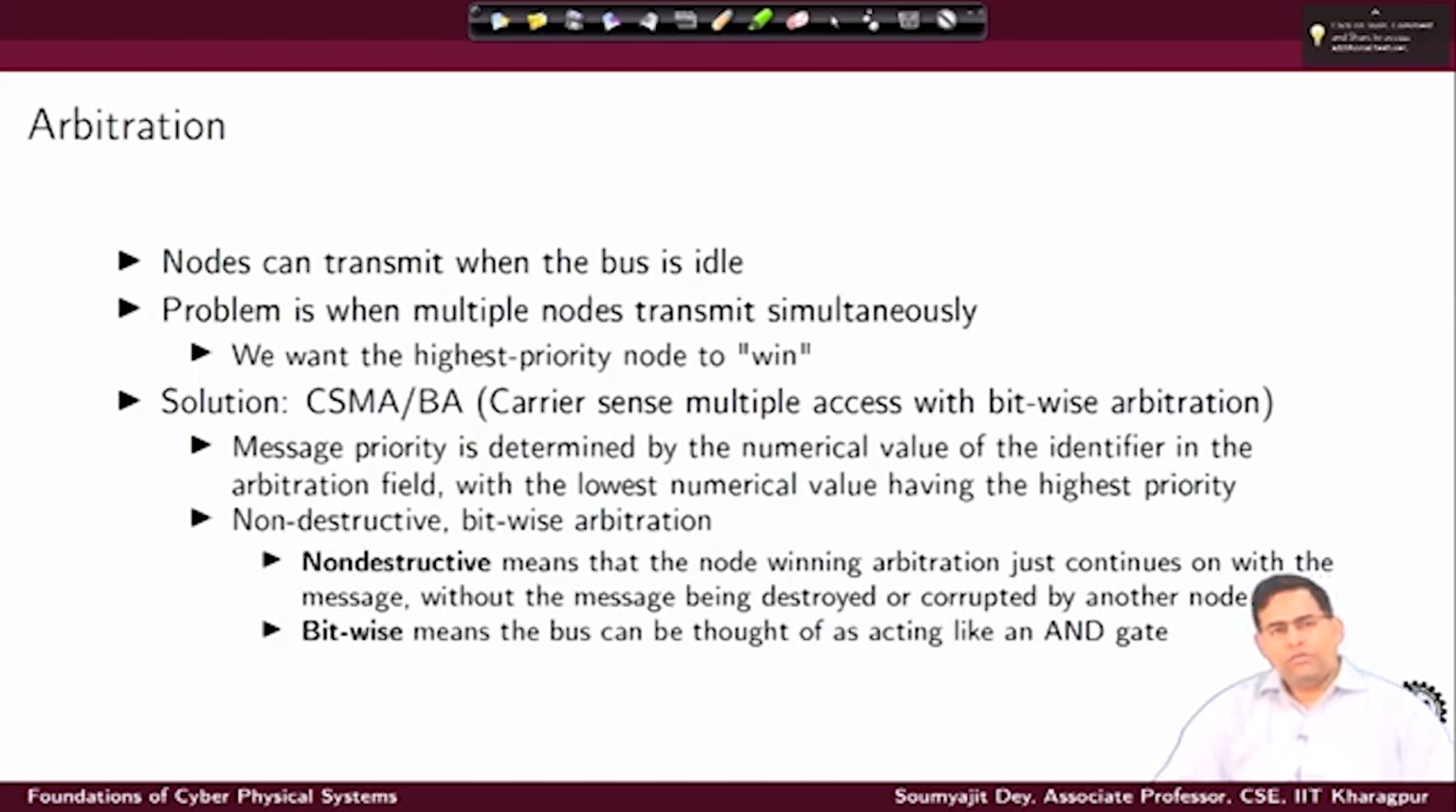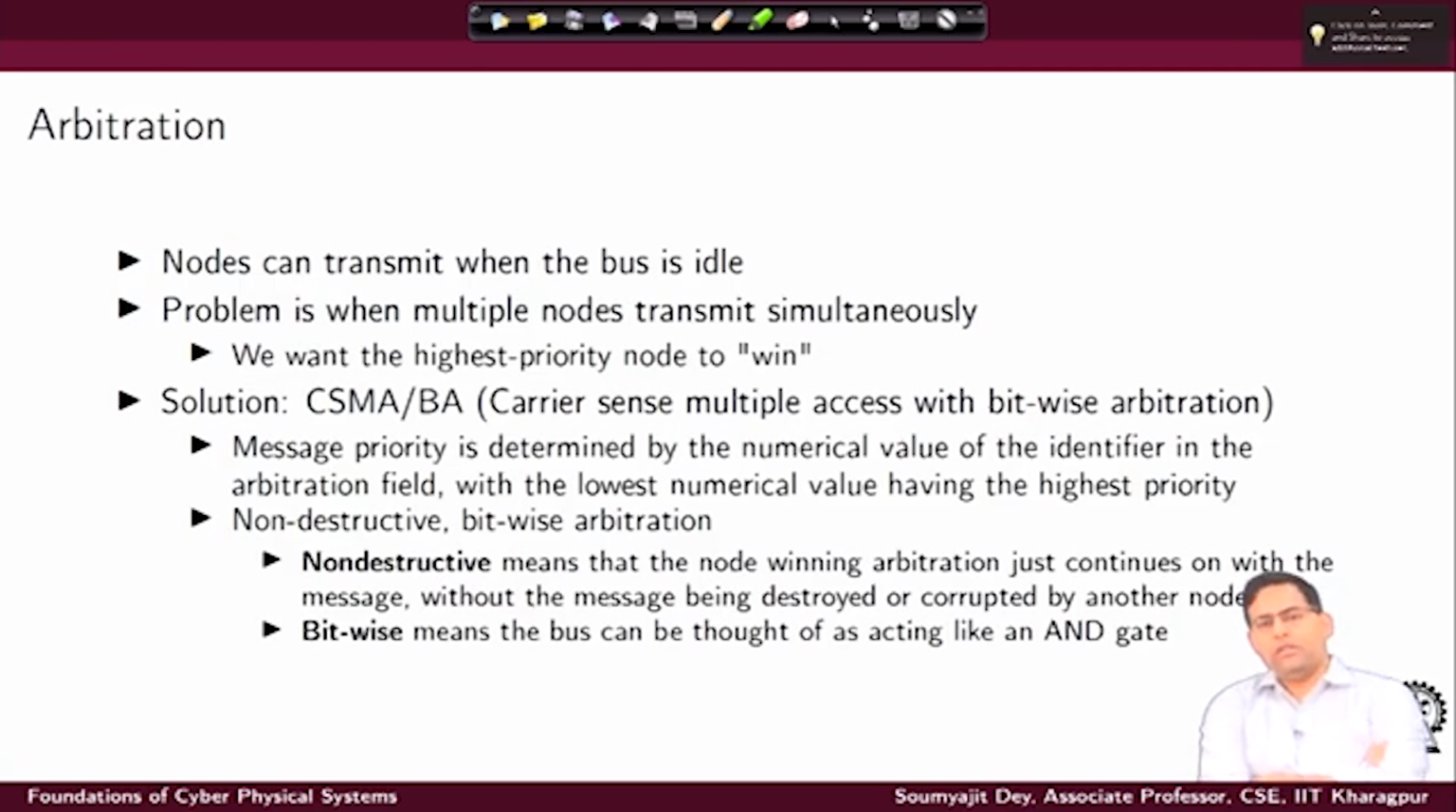So in case of CAN, what we do is carrier sense multiple access with bitwise arbitration, and this is the thing that we actually do here. Message priority will be determined by the numerical value of the identifier. If you remember, we talked about this identifier in the arbitration field, and we will assign that the lowest numerical value will have the highest priority, and this would make things non-destructive, and the arbitration process will also be very elegant. So let's understand what is non-destructive.